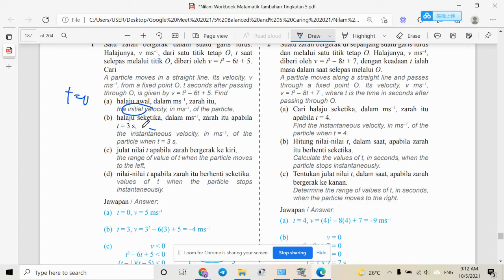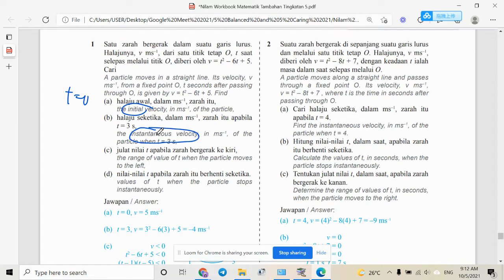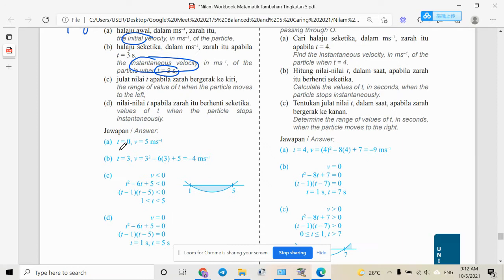Now part B, instantaneous velocity when t equals 3. So what you need to do, you just substitute t equals 3, put inside the formula of v. So you see, substitute, key in calculator, getting -4. Question C, find the range of t value when the particle moves to left.